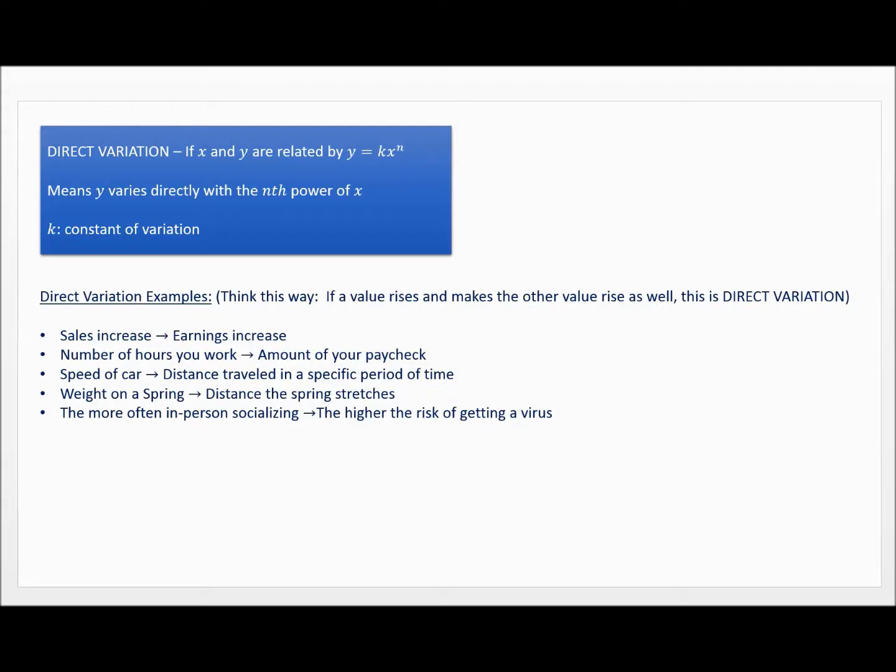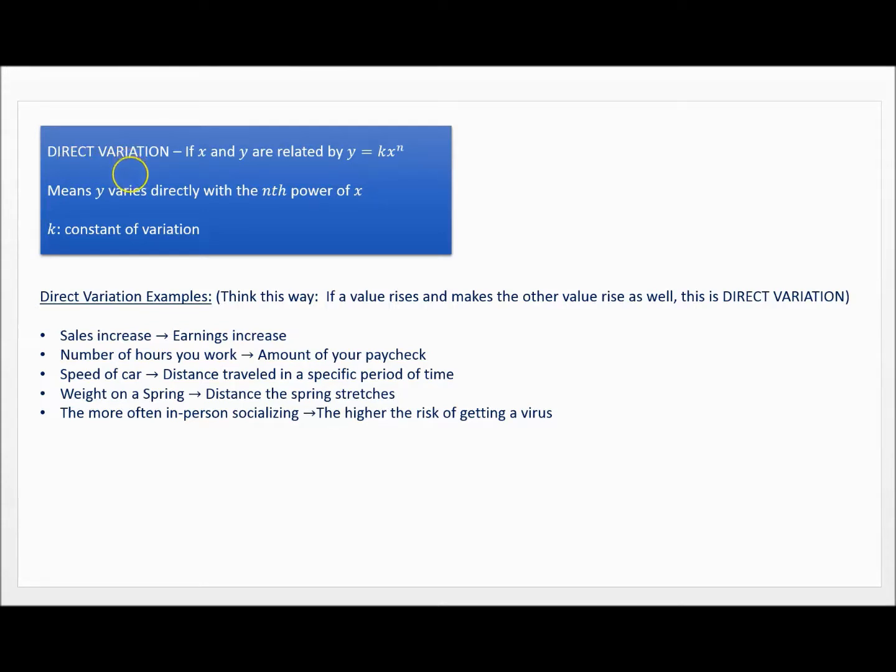Hello everyone, we want to talk about modeling with variation in this video. You have two types of variation. You have direct variation and inverse variation, and it's a different formula used for each of them. You do need to know the formula, so I'm going to highlight it for you right here.